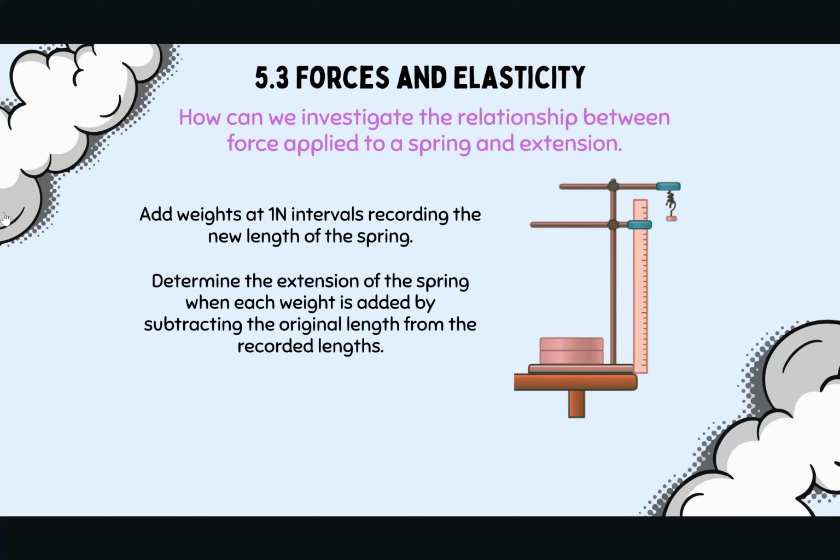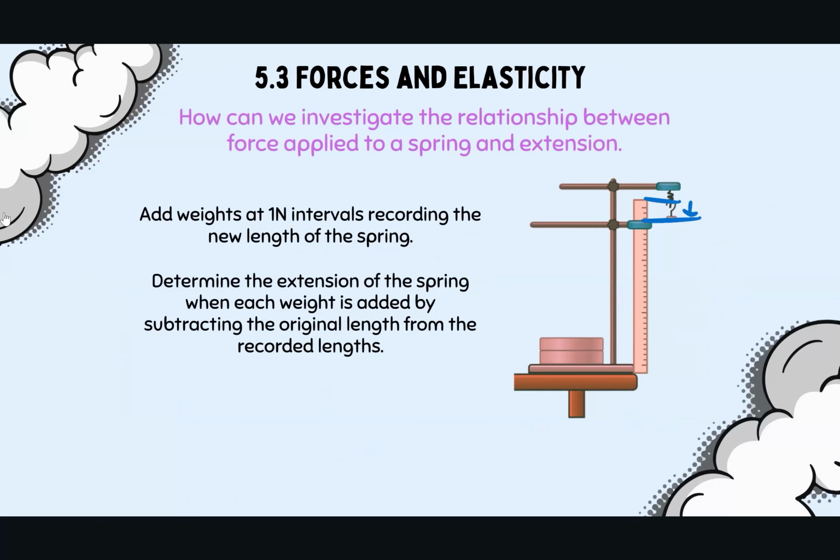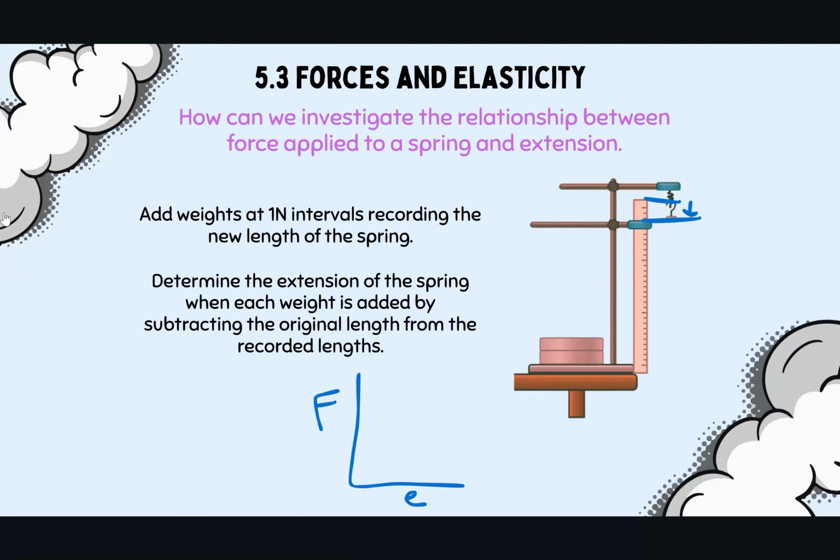Determine the extension of the spring when each weight is added by subtracting the original length from the recorded length. So you already know what your original length is. When it stretches, you measure that new length. Now you've got force and you have extension, so you can draw a graph to show the proportionality, the relationship between the two.